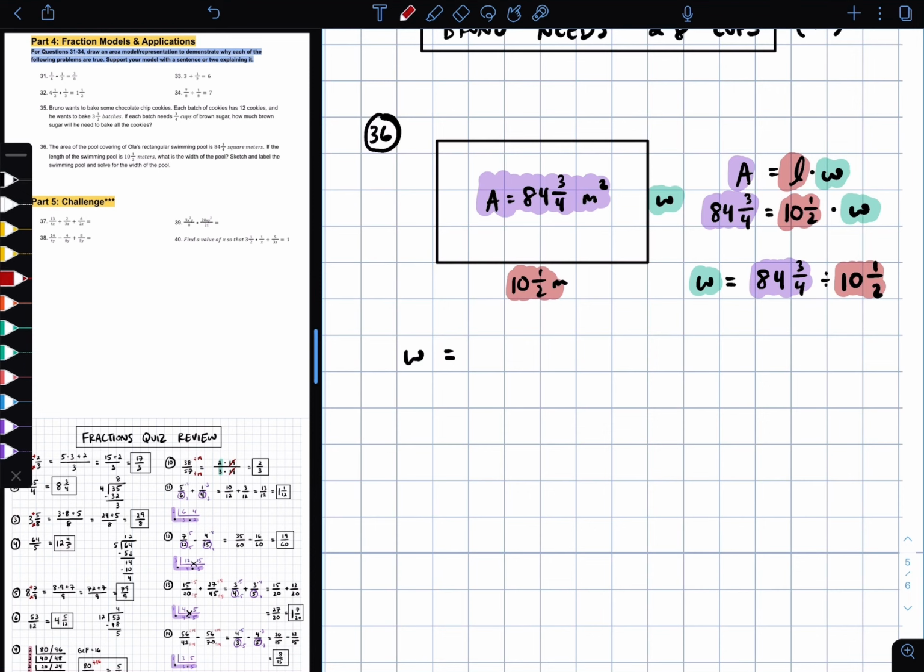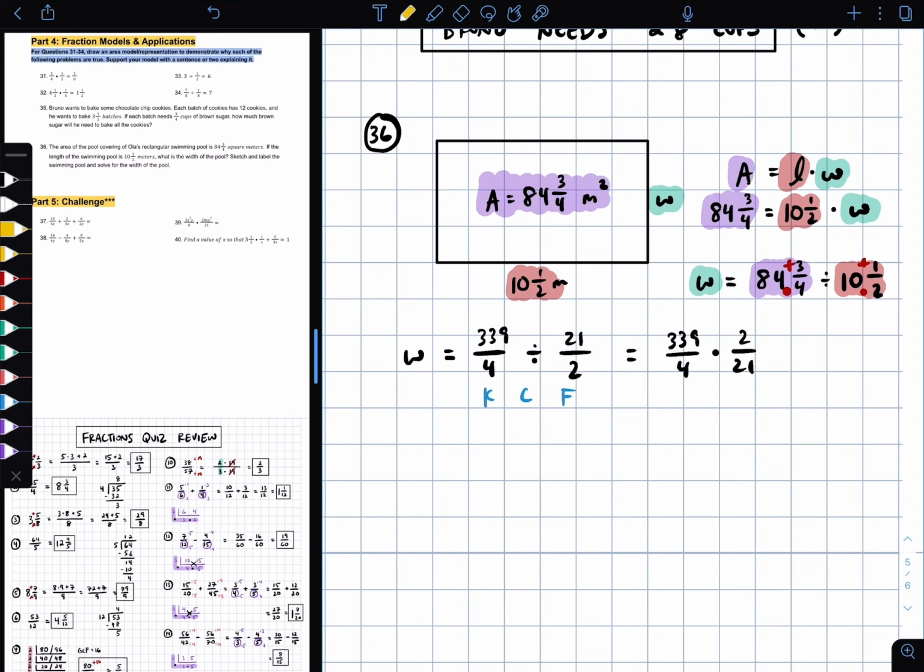Let's see, 84, we need to turn this into an improper fraction. So I think what we can do here is 84 times 4. So 84 times 4, I believe that's 336, and then plus 3 is going to be 339. So 339 over 4, and we're going to divide that by, and let's turn this 10 1/2 into an improper fraction. So 10 times 2 is 20, plus 1 is 21. So that'll be 21 over 2. Okay, at this point we can Kentucky fry this, keep-change-flip. And so that will be 339 over 4 times 2 over 21.